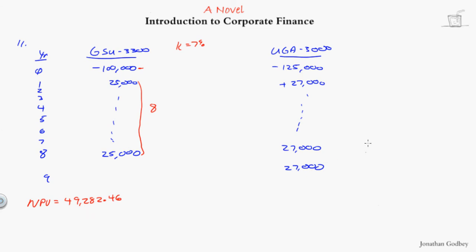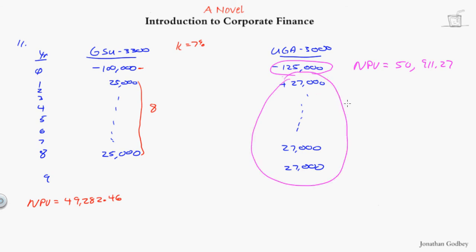Coming over here to the UGA, the net present value of the UGA machine is $50,911.27. I don't care if I write a check today for $125,000 and then get these 9 cash flows, or if you write me a check for this today. And again, this is cash flow 0. This is cash flow 1. It happens 9 times. 7% cost of capital. That should get you the net present value.